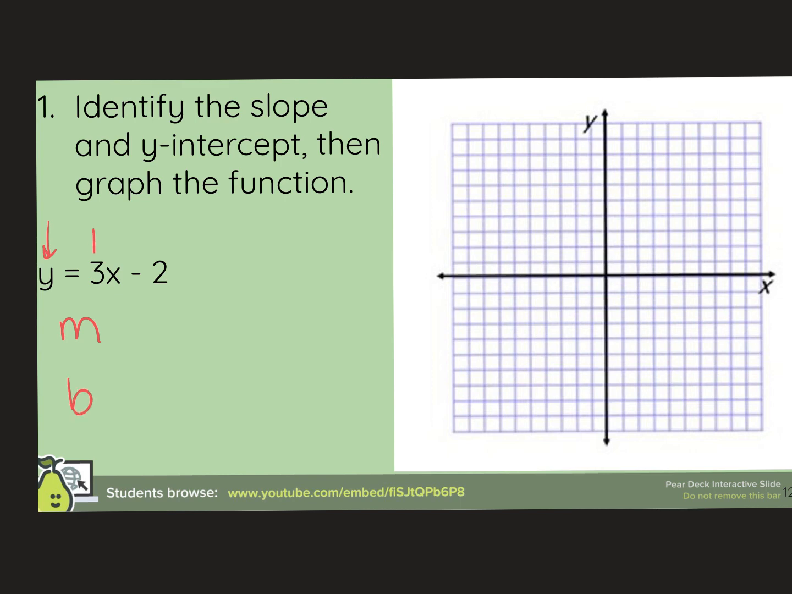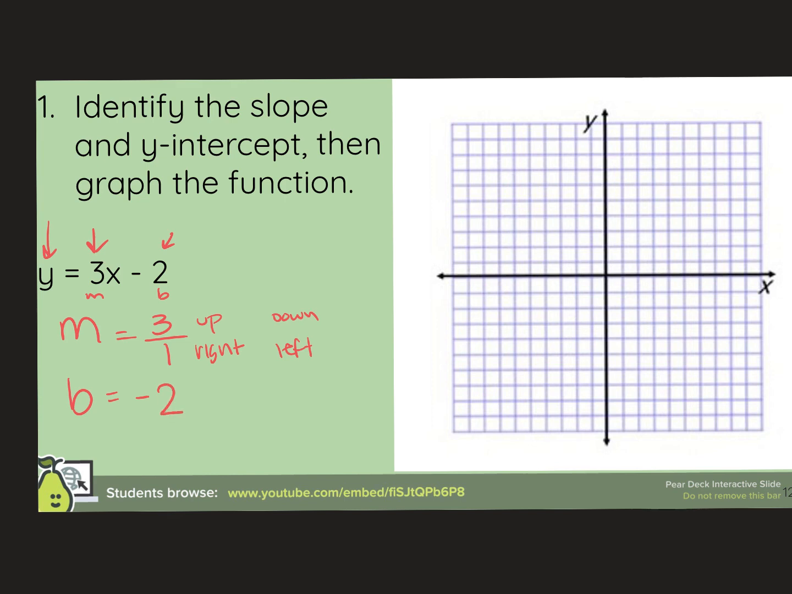So mx plus b, right? m, b. So my slope as a fraction is 3 over 1. It's positive. So I can go up and right, or I can go down and left. My y-intercept is my b, which is -2. Don't forget the sign.